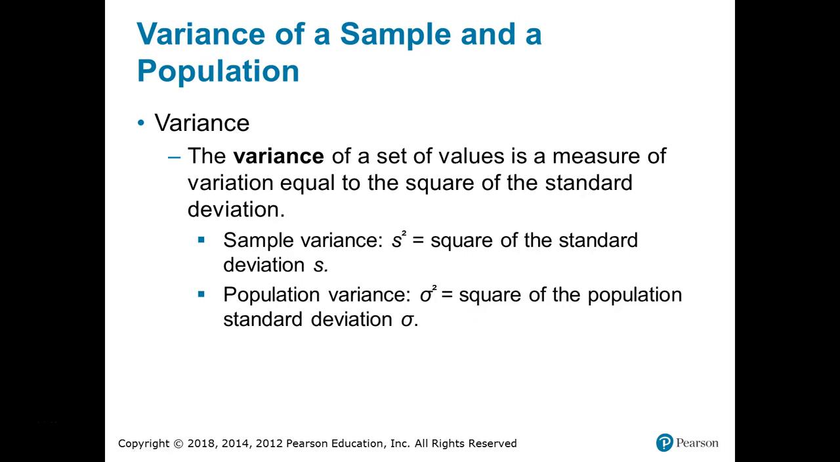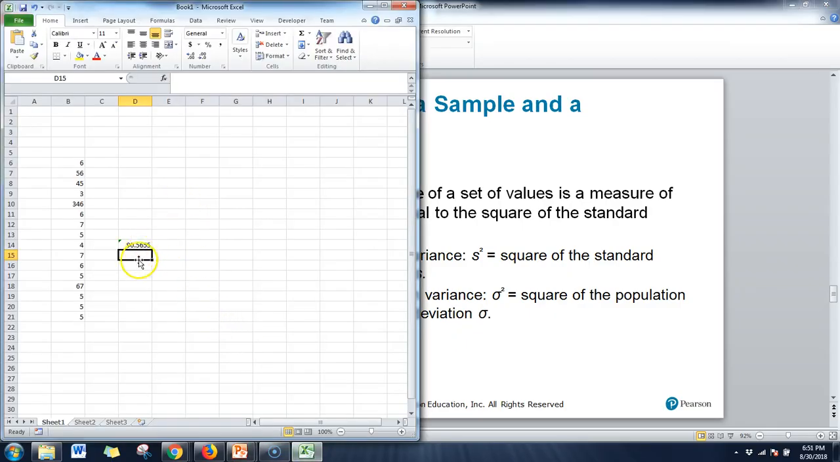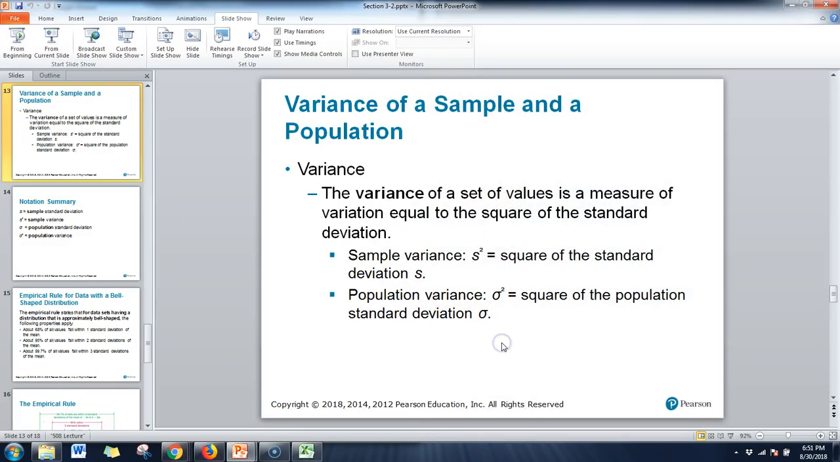variance is related to standard deviation, and it is just simply the standard deviation squared. So you can, as you probably guess, do it using the TI-84. If you want to do it using Excel, you just have to do a variance of a sample. StatCrunch, it's actually the same right here. And it's just taking the standard deviation and squaring it.